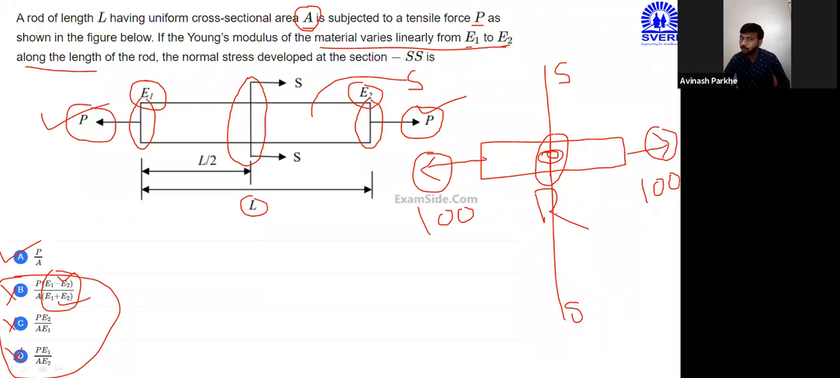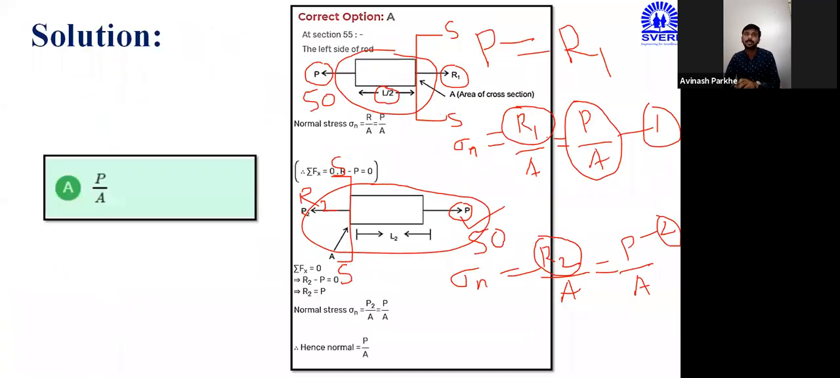If the resistance force is not developed, immediately deformation will take place. Therefore, it is necessary to develop the resistance force. Therefore, this P upon A is applicable at the center section. P upon A is applicable at the left side and at the right side, but how it is applicable at the center, that we have discussed here by taking two sections, one section at the left side and another section at the right side.